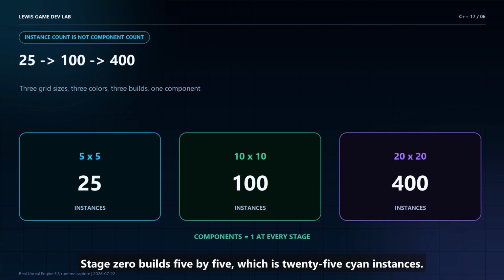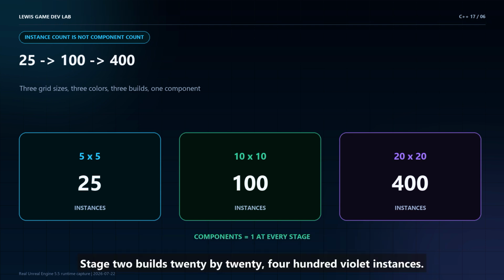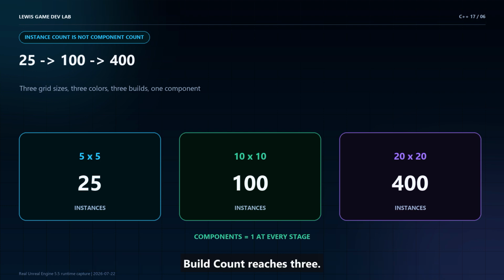Stage 0 builds 5x5, which is 25 cyan instances. Stage 1 builds 10x10, 100 green instances. Stage 2 builds 20x20, 400 violet instances. Build count reaches 3. The shared mesh, material slot, and component remain the same.